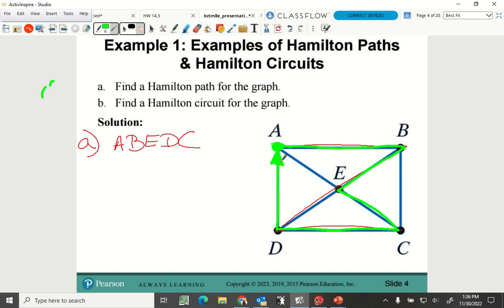Oh wait, so the Hamilton circuit also doesn't touch every edge. It doesn't need all the edges, just the vertices. A Hamilton circuit or path never needs to hit every edge. Not the edges, it needs to hit every vertex. There we go, perfect. That's Hamilton. It does not need to hit every edge, no matter whether it's a circuit or a path. Same thing.